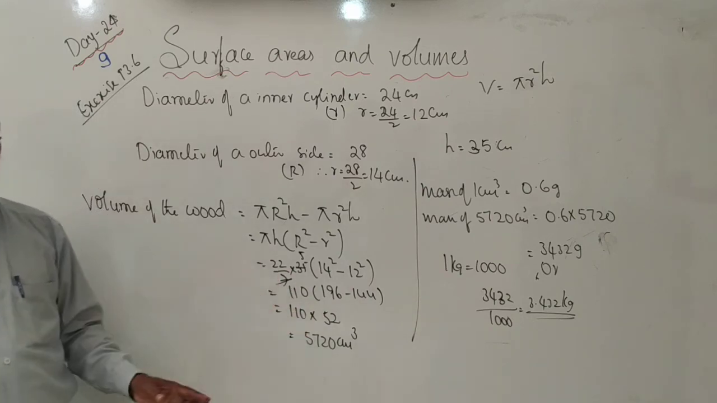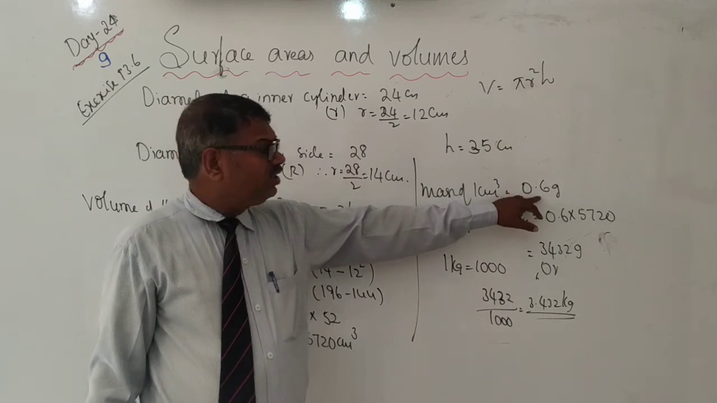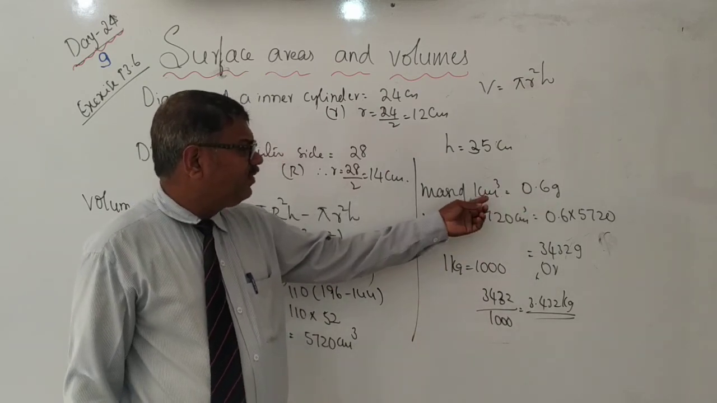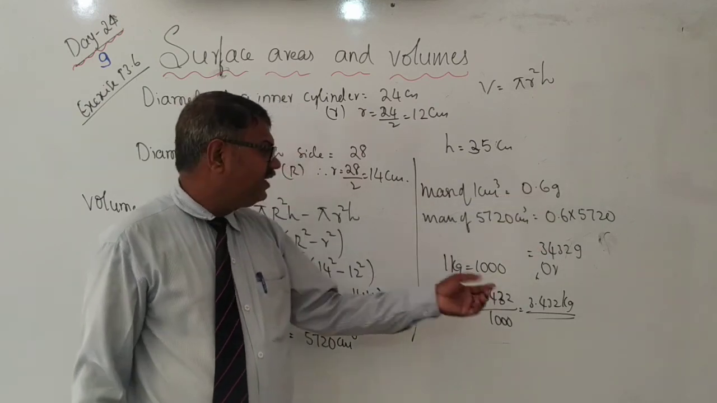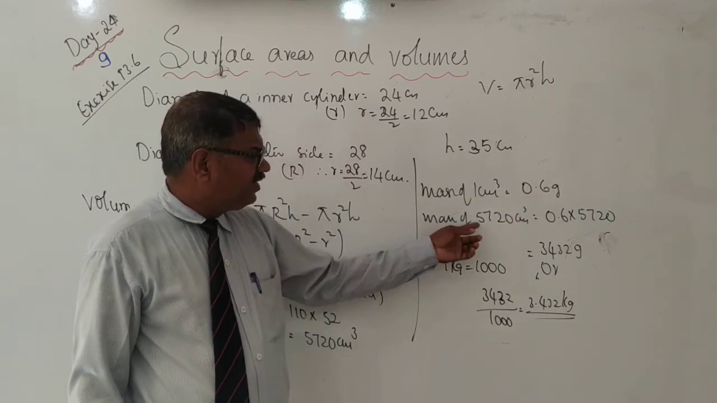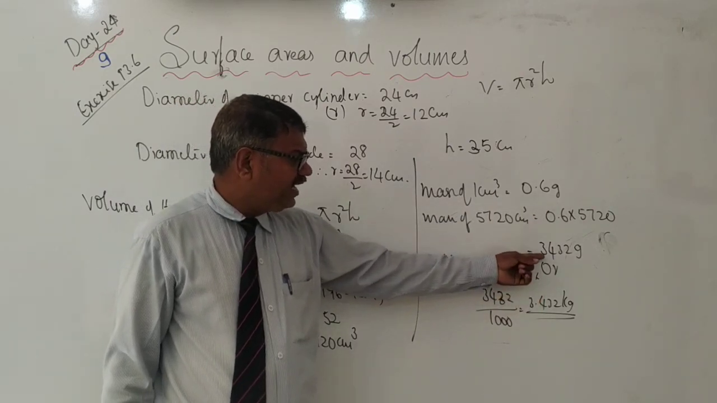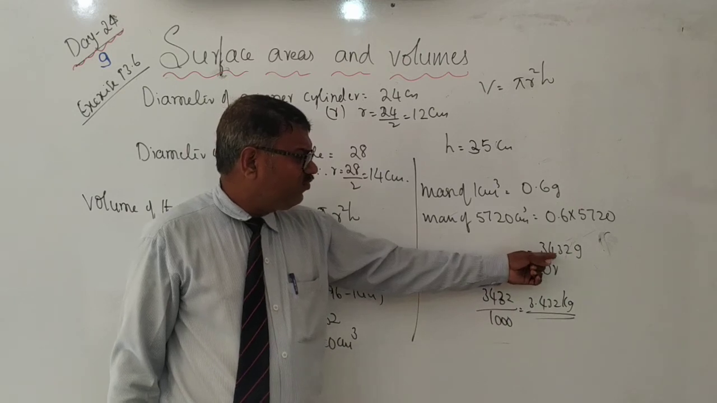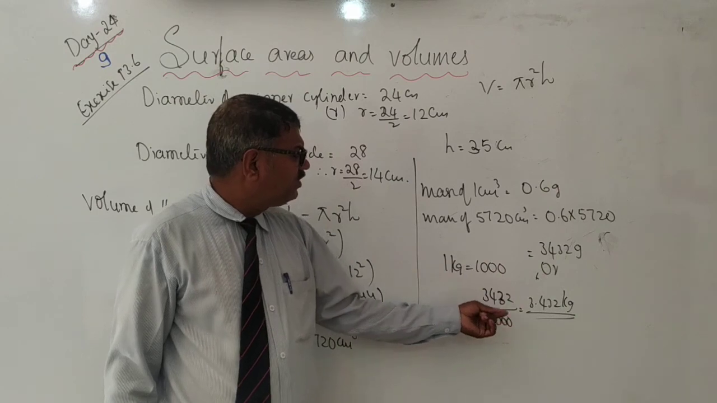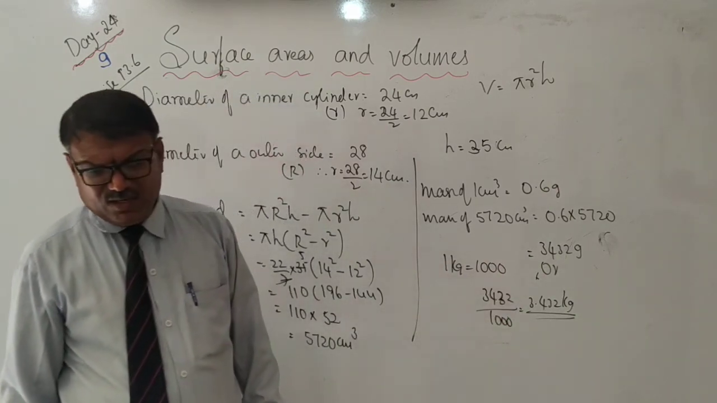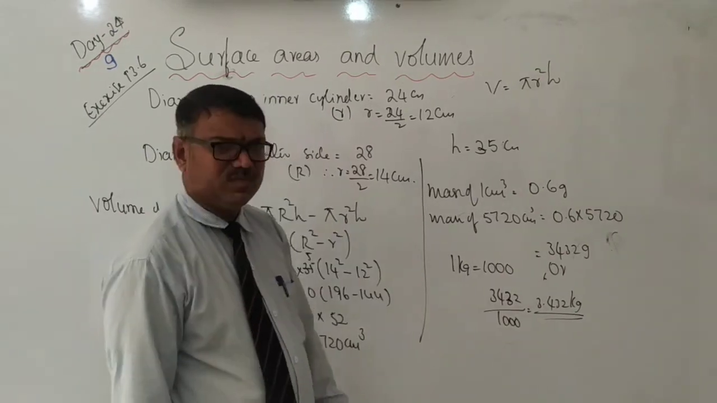5720 centimeter cube. But he is asking for the total mass, for 0.6 grams. 1 centimeter cube equals 0.6 grams, he has given. Therefore, how much mass is there with us? 5720, if you multiply, we will get 3432 grams. But grams will be converted to kilograms. It is nothing but 3.432 kg. Okay?